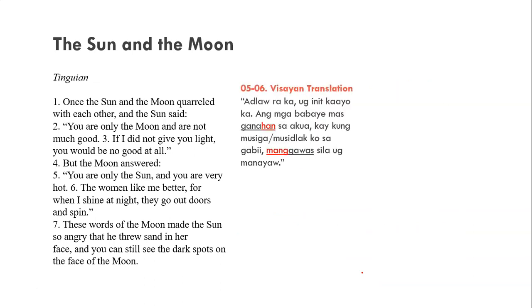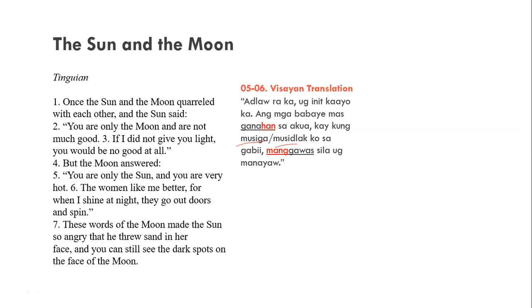And for sentences 5 to 6, you are only the sun and you are very hot. The women like me better, for when I shine at night, they go outdoors and spin. Adlaw ra ka ug init kaayo ka. Ang mga babayi mas ganahan sa ako kay kung musiga or musidlak ko sa gabi. Manggawas sila ug manayaw. By the way, I have put here musiga is light up or musidlak is shine, but they can be interchangeably used here in this sentence.